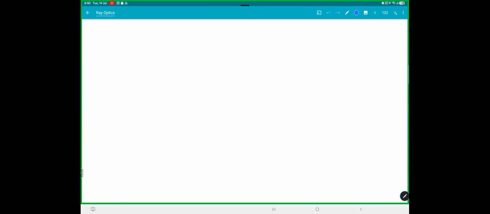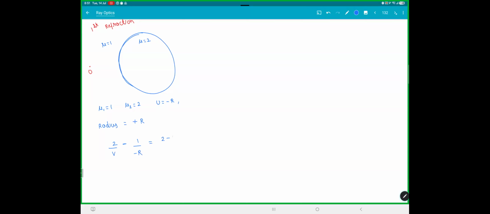First thing, let's do the refraction. So this is the object. Outside is 1, inside is 2. Light rays are going from left to right. Mu1 is 1, mu2 is 2, u is minus R, radius of curvature R is plus R, because for this interface, the center is on the right side. Apply the formula: mu2 by V minus mu1 by u equals mu2 minus mu1 by R, so 2 by V minus 1 by minus R equals 2 minus 1 by plus R. When you do this, interestingly, you'll get 2 by V is equal to 0.